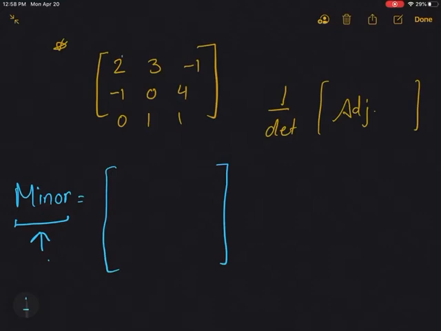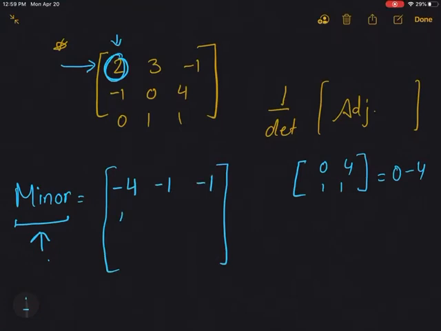Let's say I'm looking for the minor for this number. I would cover this entire row and this column. What I have left is 0, 4, 1, 1, and I'll find the determinant. I would replace this number with the minor of that. So 0 times 1, 0, minus 4 is negative 4. I already have the rest of these minor numbers written down here, so I'm just going to copy those. Negative 1, negative 1. I already have 4 for this one.